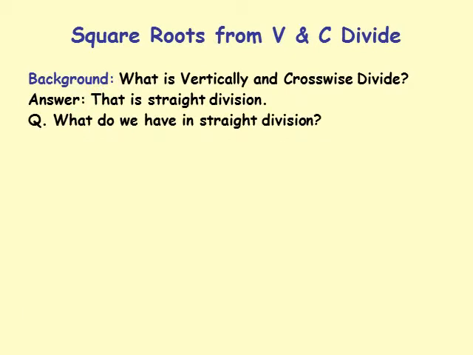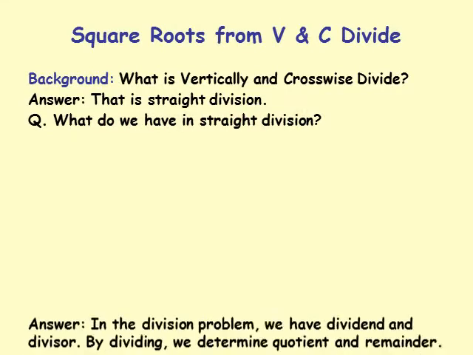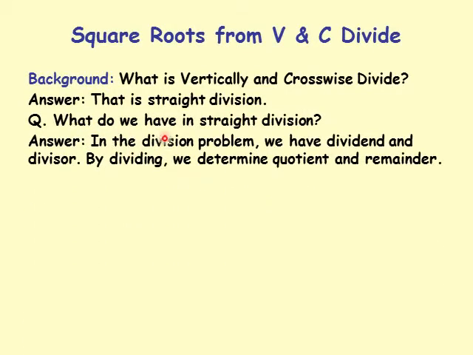So what do we do in straight division? In straight division, we have a dividend and a divisor. By dividing, we determine the quotient and remainder. When we were in straight division, we were given a problem in which a dividend was specified and a divisor was specified. Sometimes we decimalize the remainder. Instead of quotient and remainder, sometimes we also do a decimalized remainder.